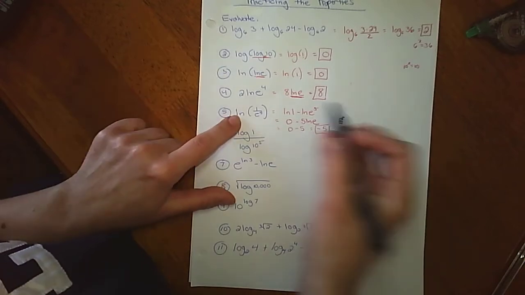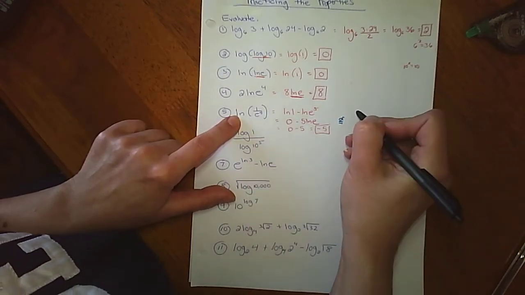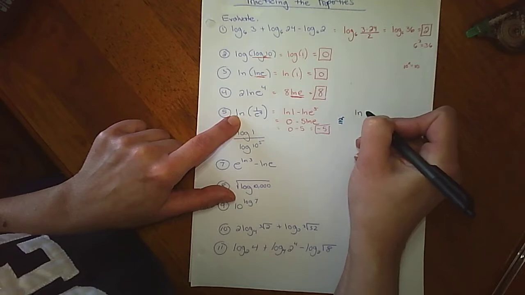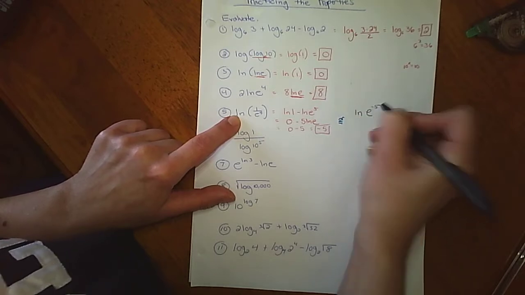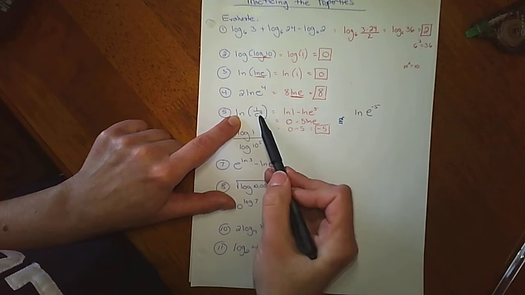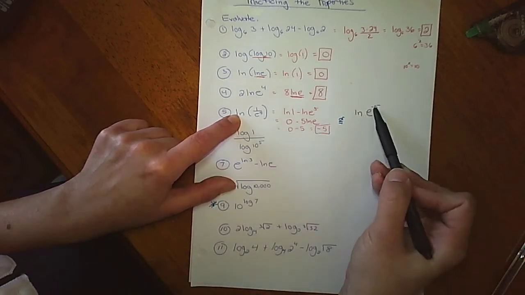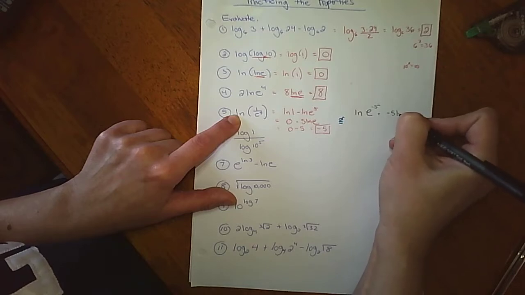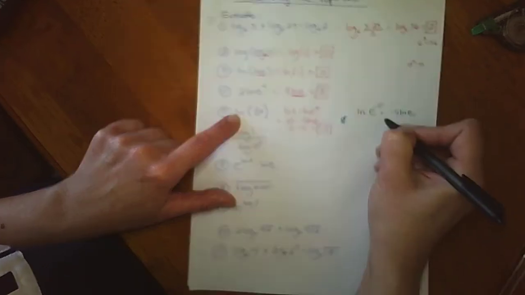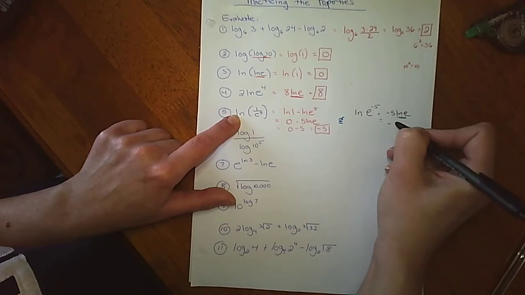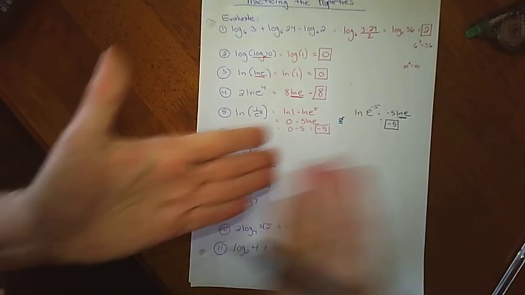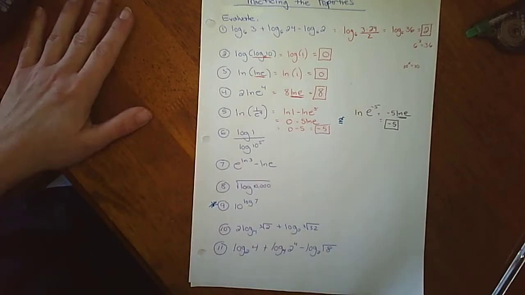Another way of doing this was when you look at this, you say, okay, Miss Duffy, that's the same thing as saying the natural log of e to the negative 5. Right? 1 over e to the 5th is the same thing as saying e to the negative 5. And that's the same thing as saying negative 5 natural log of e. And again, natural log of e is 1. So that's a little faster way of getting the negative 5. But both are 100% acceptable.